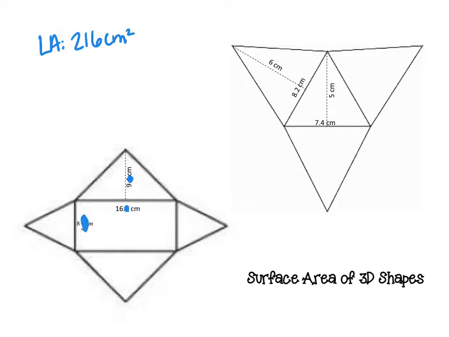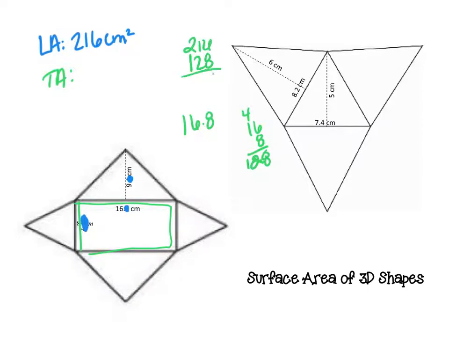So then the only thing for total surface area, I'm going to add this rectangle right here. So this is 16 times 8, because it's a rectangle. And then we got 128. So I'm going to add 128 to 216. Okay. So we have 344 centimeters squared.